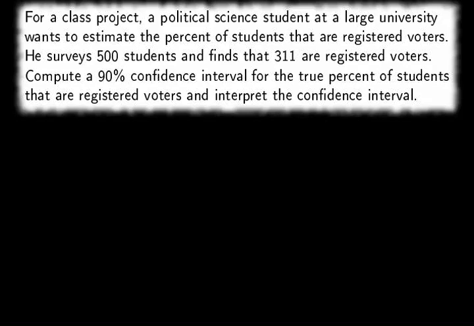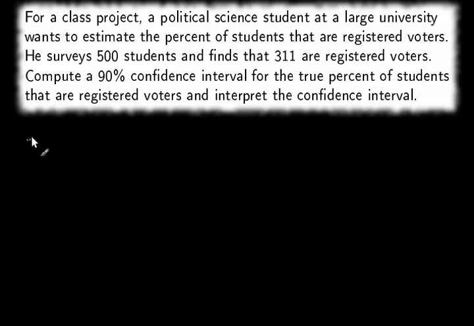For a class project, a political science student at a large university wants to estimate the percent of students that are registered voters. He surveys 500 students and finds that 311 are registered voters. Compute a 90% confidence interval for the true percent of students that are registered voters and interpret the confidence interval.